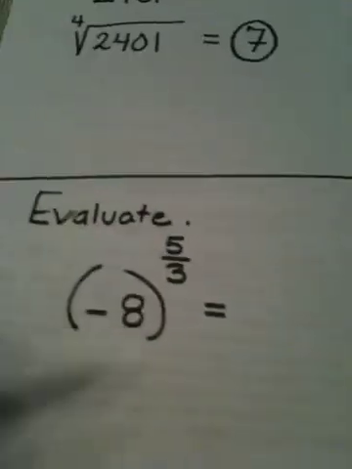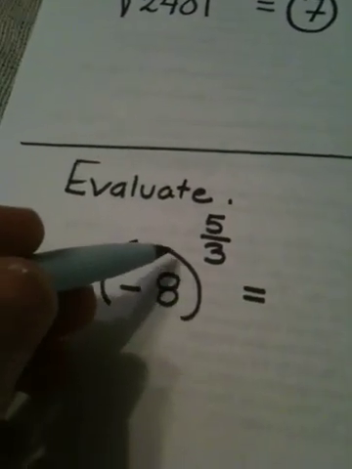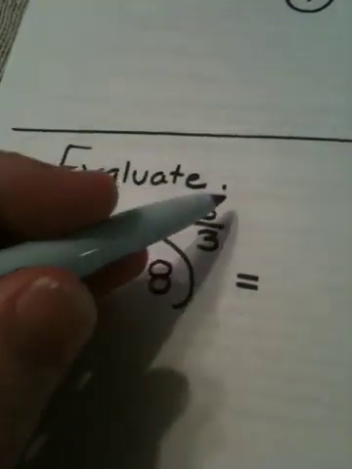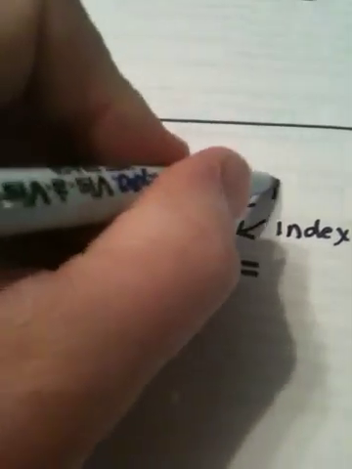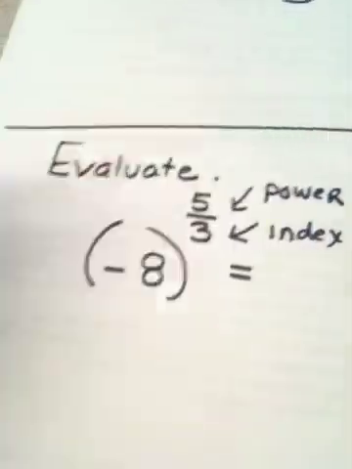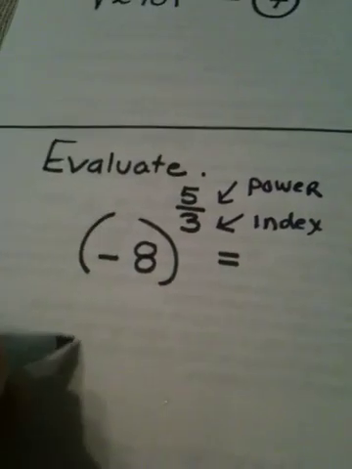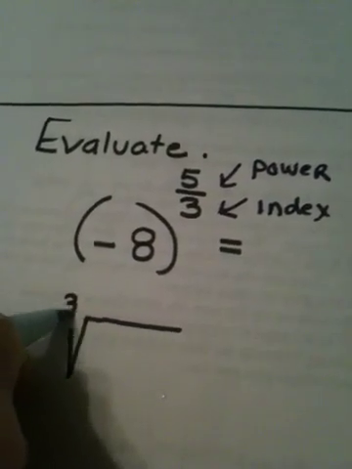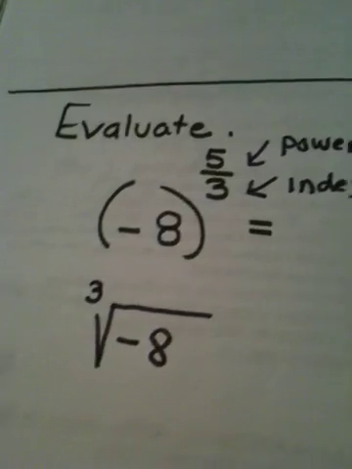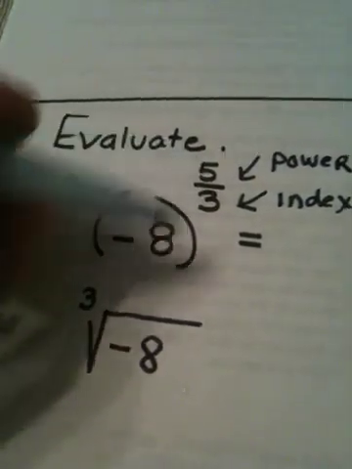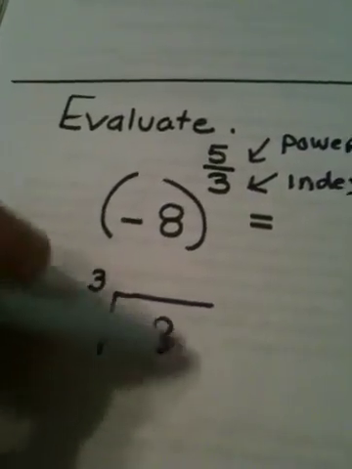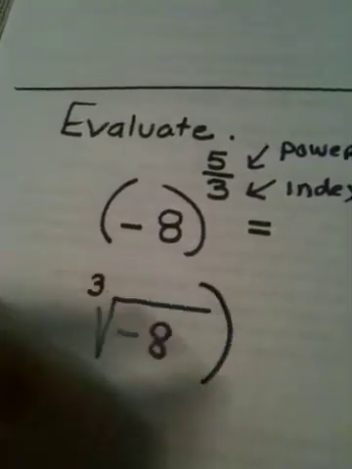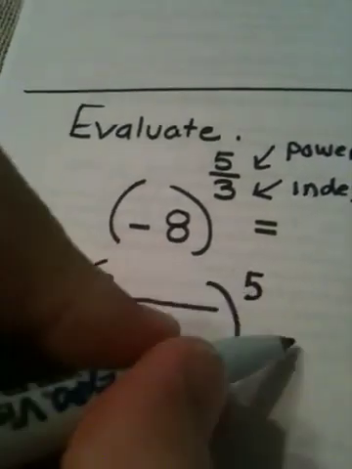Okay, suppose I want to evaluate -8 quantity raised to the 5/3 power. Remember, this number is the index, and this number becomes the power. So what's happening here? I am taking the cube root of -8. Now, I have two places I can put the 5. I could put it on the inside or on the outside. Putting it on the inside is going to make this way too large. So I'm going to put the 5 on the outside.